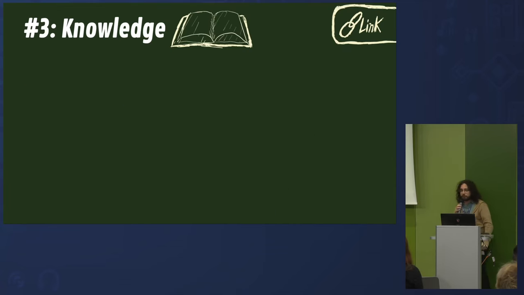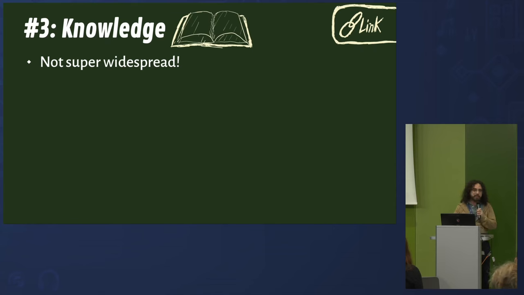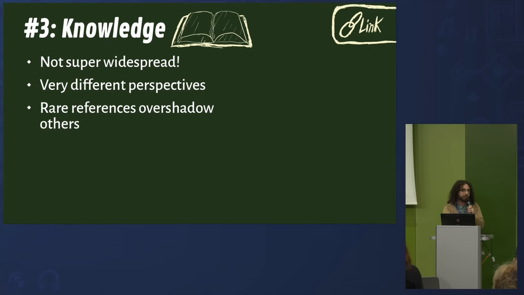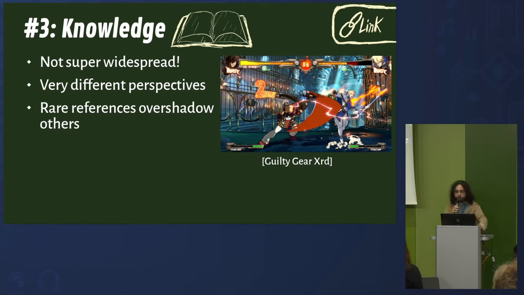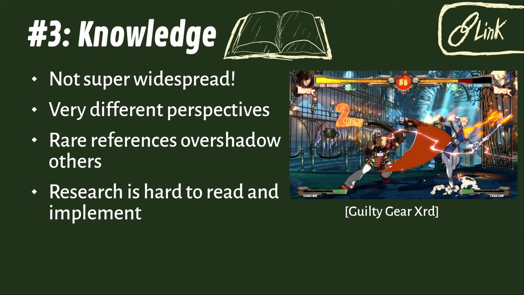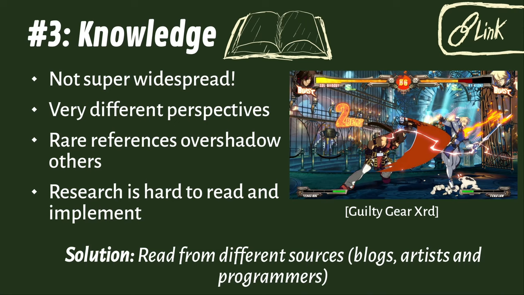Then you have the knowledge barrier. The knowledge can be very sparse and it's not super well known, but also there are a lot of different perspectives. There are artists, there are tech artists, and there are programmers. And the scientific world and the artistic world have been very separated. And because you have so few resources, when you have a reference, it can really overshadow all the others. For instance, Motomura's talk in 2015 about the pipelines for Guilty Gear Xrd has become an industry standard, thanks to that. But that also means it's been used verbatim by a lot of projects and not iterated upon. But that's also hard because the research can be really hard to read and implement. What I would suggest here is to read from different sources, for instance, blogs, both from artists and programmers.